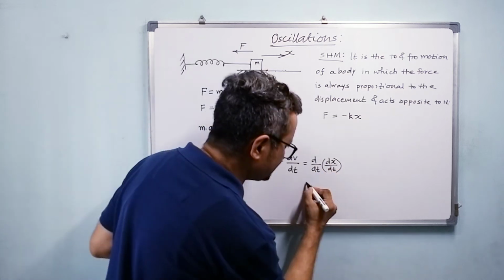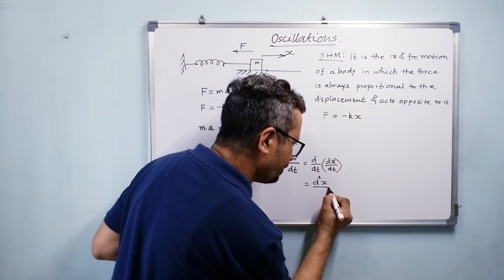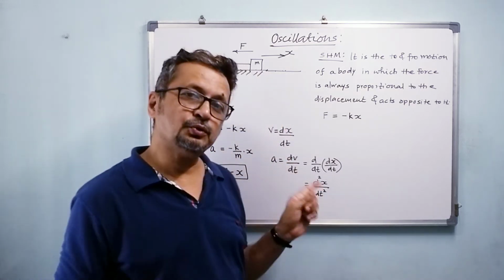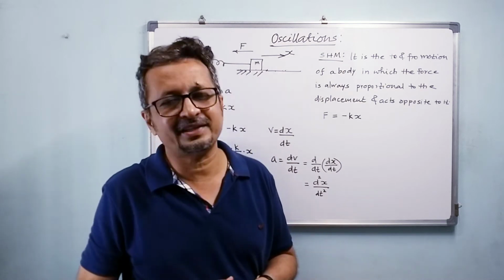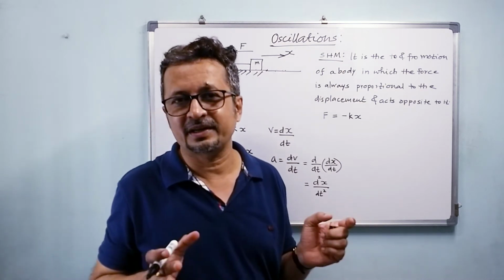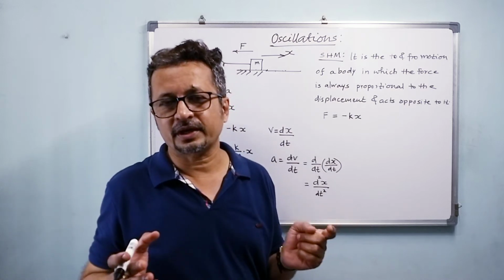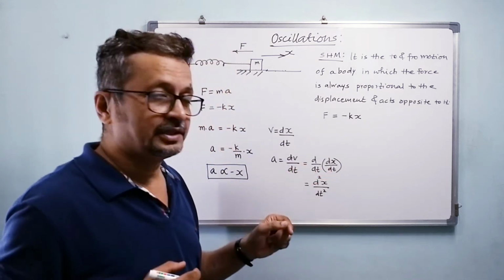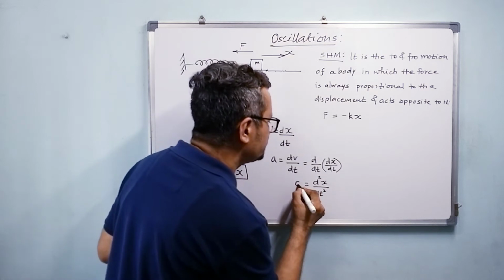So I call it d2x by dt square. Some people call it d square x by dt square, but it is not squaring something, okay? It is a second derivative. It is a derivative of velocity, or the second derivative of displacement. So we should call it d2x by dt square.